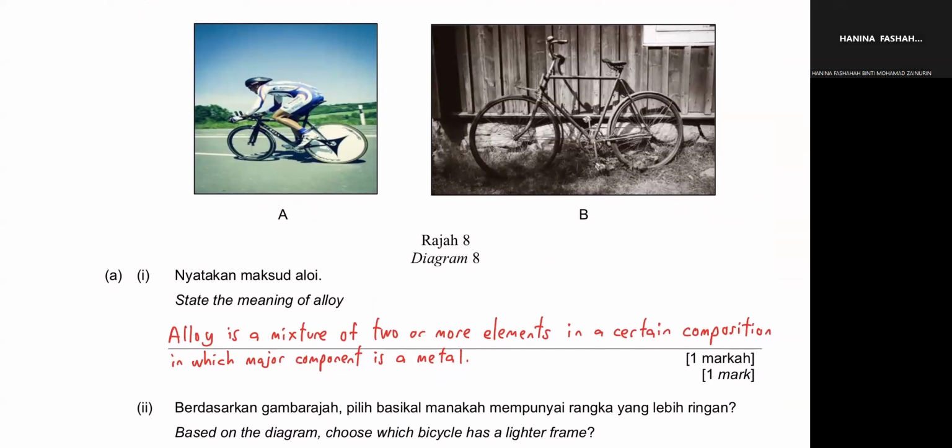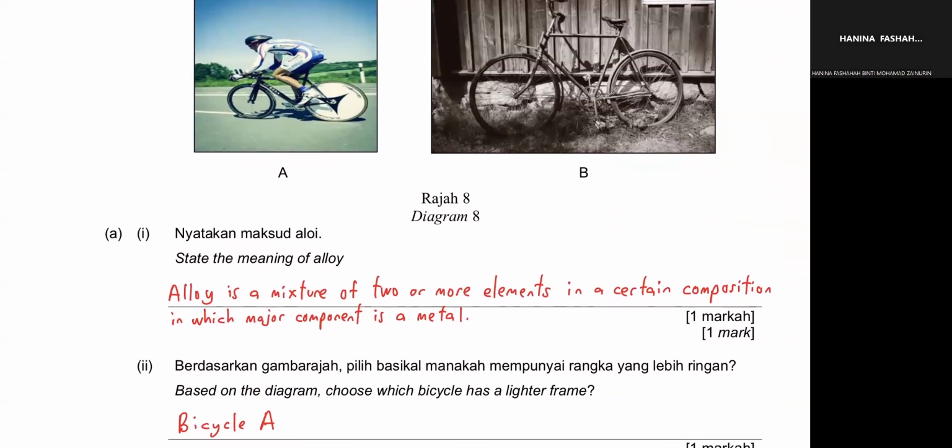Now they ask B, choose which particle has a lighter frame. You can see it here. Which one is lighter? A lah. A3, they ask you to draw the arrangement of particles. Now, can you recognize which alloy this is?